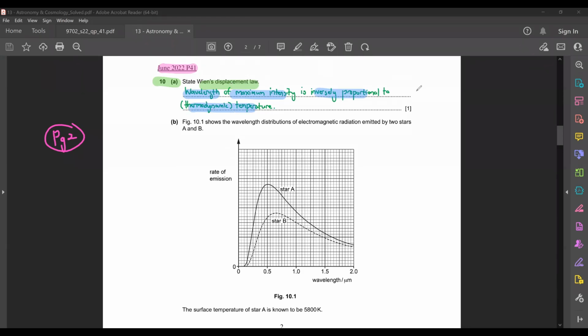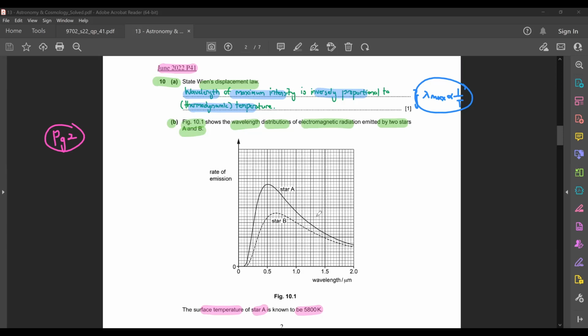If you write it out in the form of an equation, it's actually lambda max being inversely proportional to your thermodynamic temperature. This is what Wien's displacement law is. Then moving on to the next part of your question, figure 10.1 shows the wavelength distributions of electromagnetic radiation emitted by two stars A and B. The surface temperature of star A is known to be 5800 Kelvin.